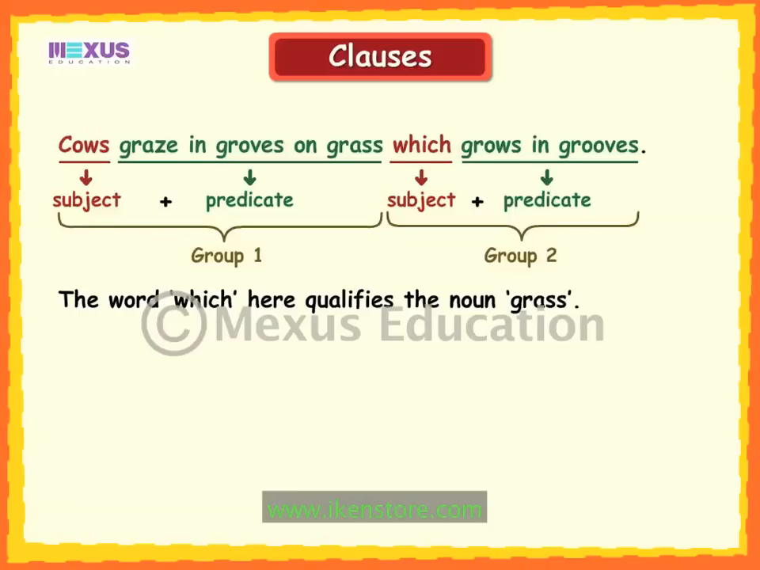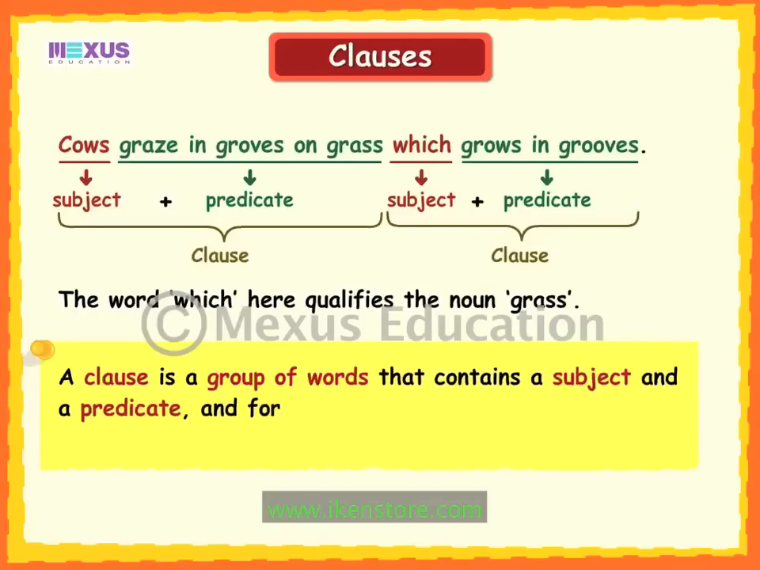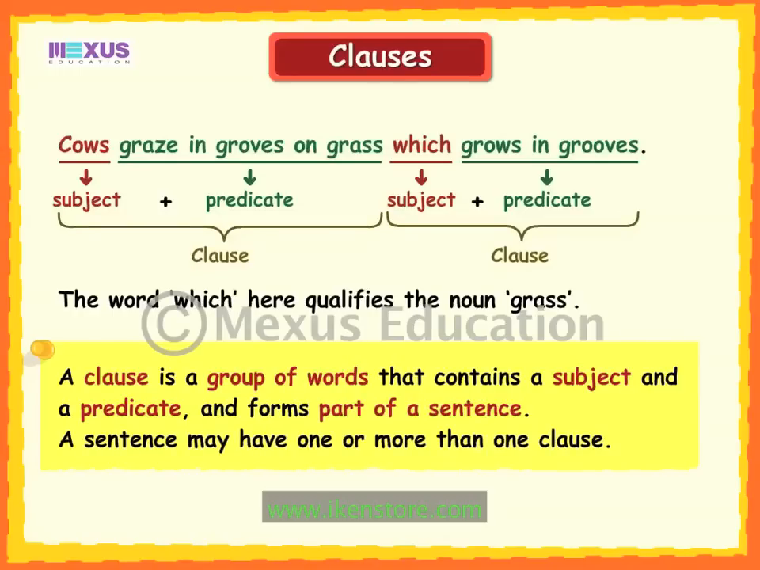Such groups of words are called clauses. Thus, a clause is a group of words that contains a subject and a predicate and forms part of a sentence. A sentence may have one or more than one clause.